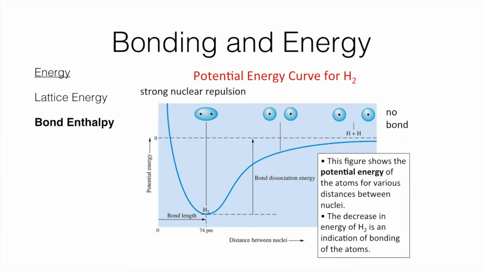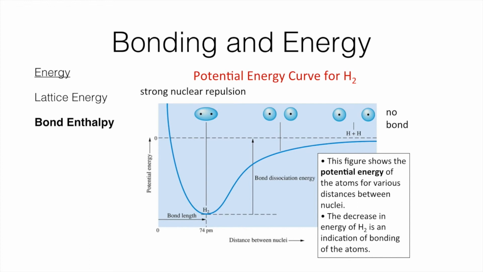Eventually we reach a point where they do end up bonding and sharing those electrons between them. And when they reach their optimal distance, the lowest point in energy, that's when we have the bond length, or the distance between the two hydrogen atoms.